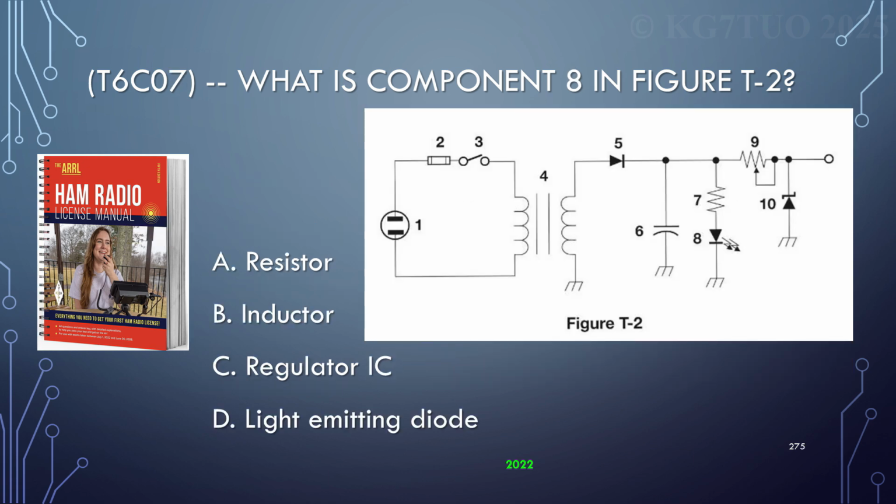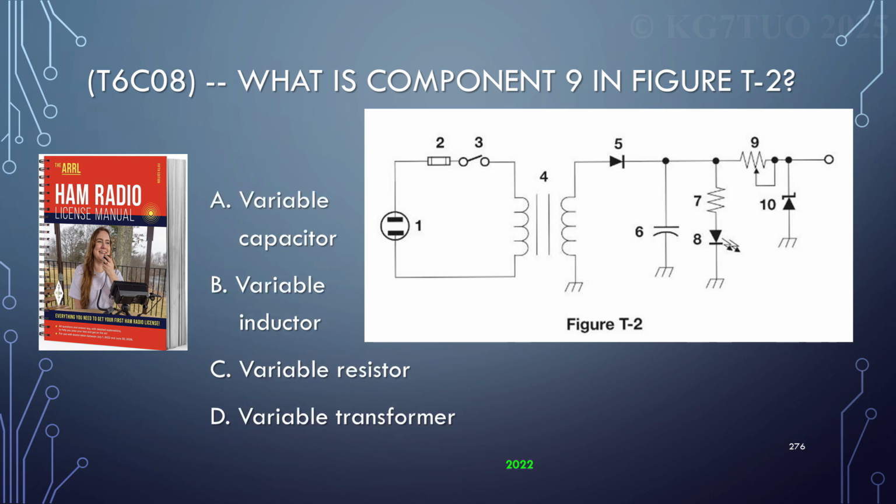You got it right. What is component 8 in figure T2? There it is. Inductor. Looks a little dirty right there, doesn't it? Are those arrows? Those are photons. What is that? Delta. It's a light emitting diode.